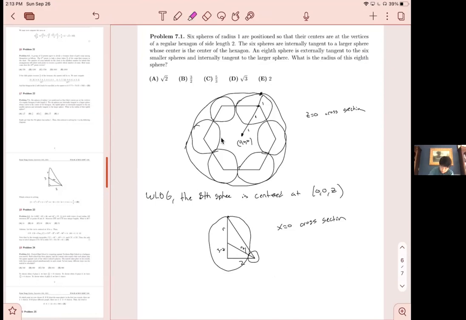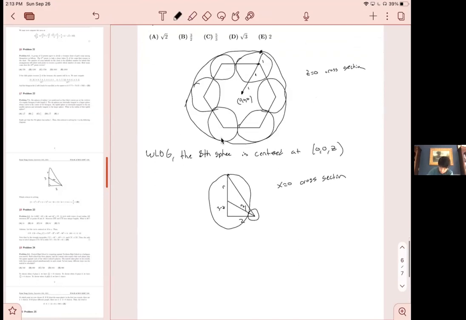My sphere drawing skills are not very good. There we go.